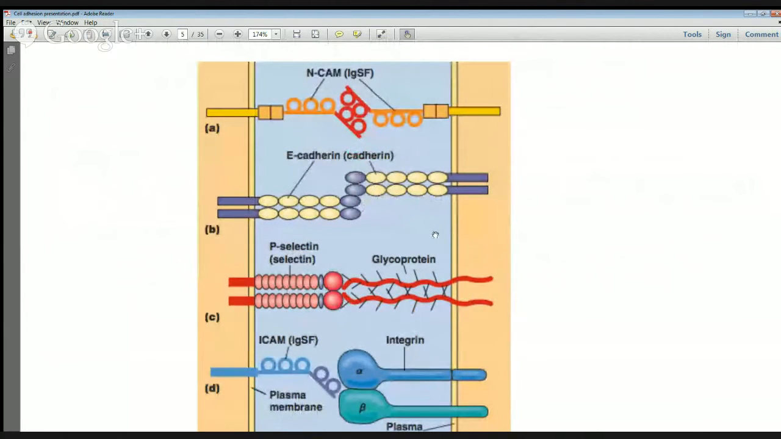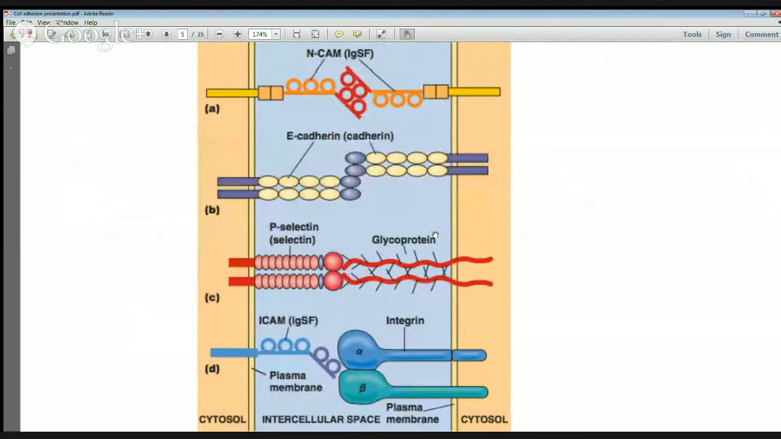Okay, this is a figure of different cell adhesion molecules. A shows an immunoglobulin superfamily protein with a homophilic interaction. B shows a cadherin with homophilic interaction. C shows a selectin attached to a glycoprotein with a heterophilic interaction. And D shows the immunoglobulin superfamily protein attached to an integrin in a heterophilic interaction.